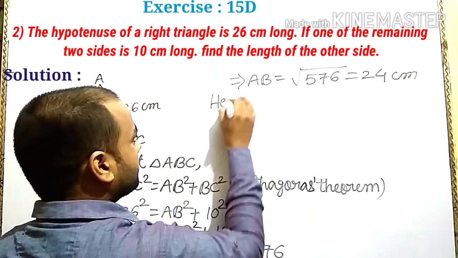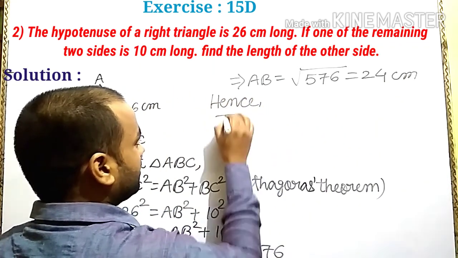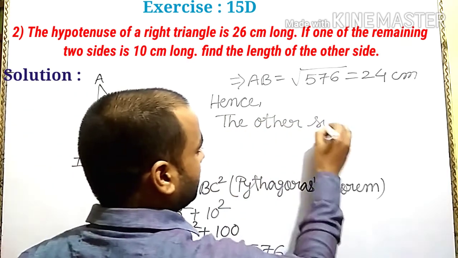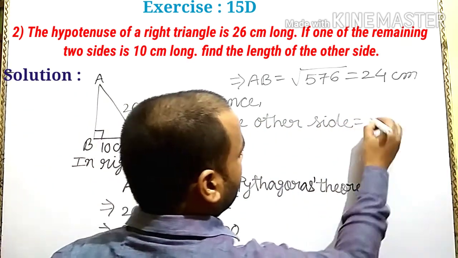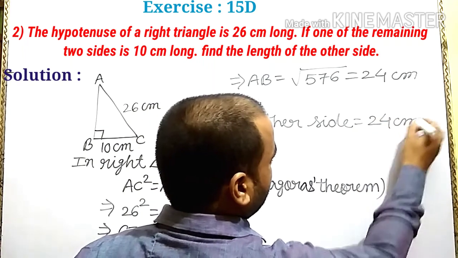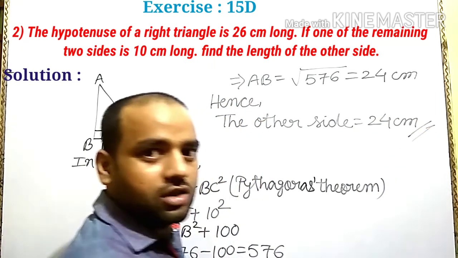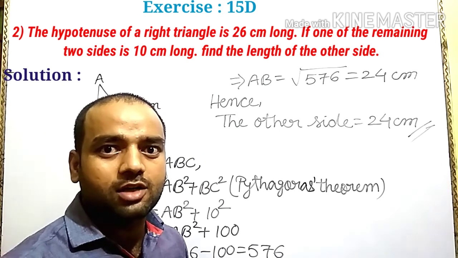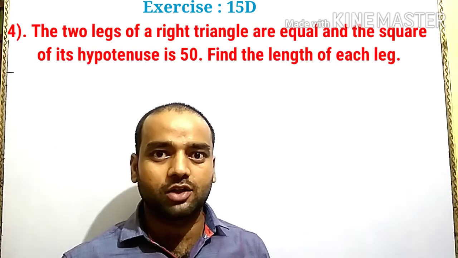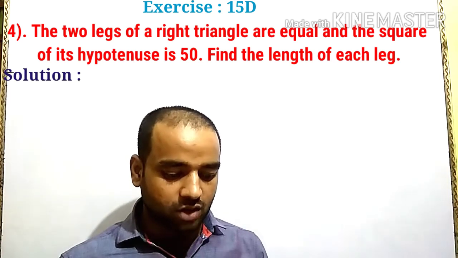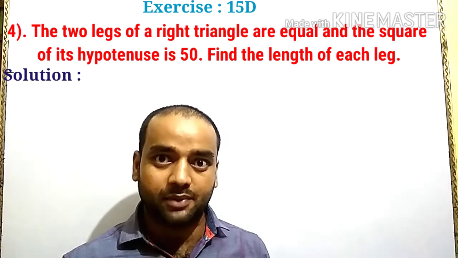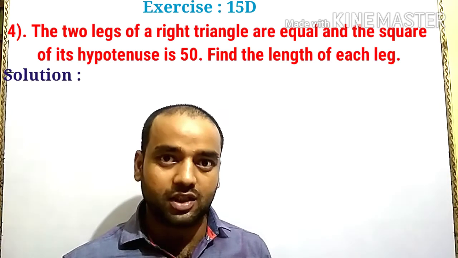So hence the other side is equal to 24 centimeter. This is your required answer. Is it clear? Now let us discuss question number 2. In question number 2, the two legs of a right triangle are equal and the square of its hypotenuse is 50. Find the length of each leg.